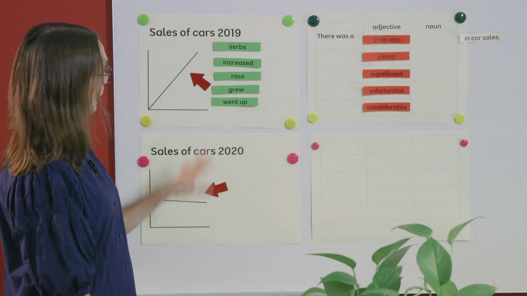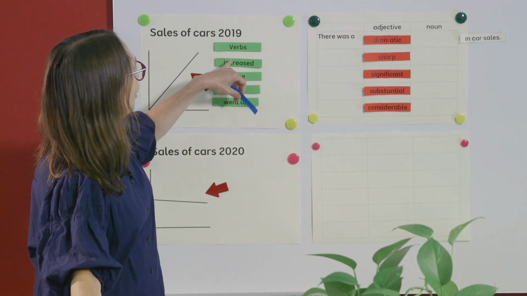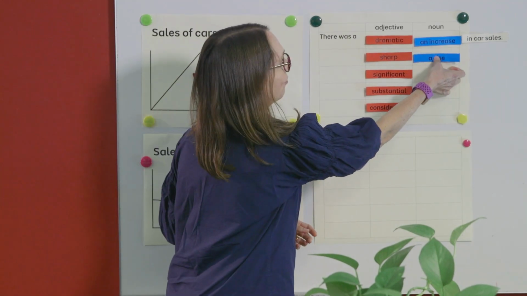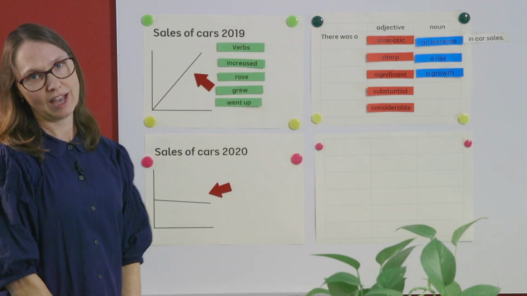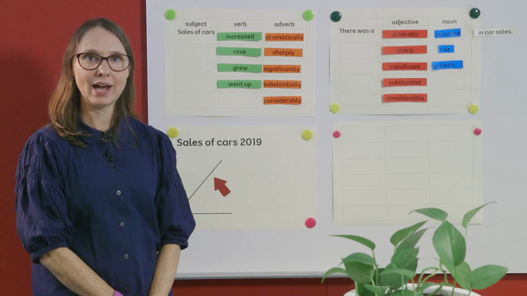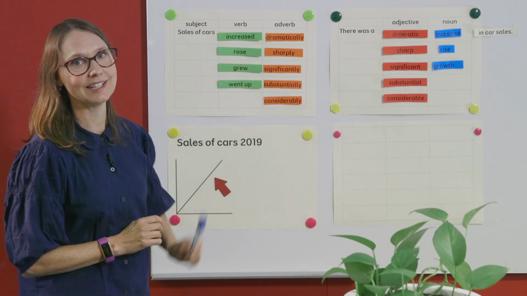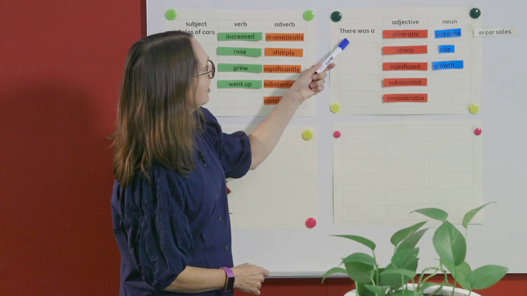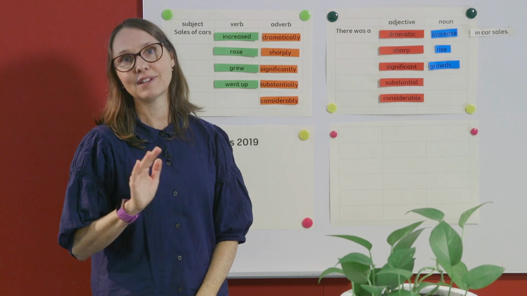Can you change some of the verbs that we thought of before into nouns? Did you come up with the same as me? Increased, an increase. Rose, a rise. Grew, a growth. And went up can't be changed into a noun. So now you can combine these words to make a variety of sentences about what happened to the sales of cars in 2019. Sales of cars increased dramatically. This sentence uses the subject plus verb plus adverb structure. There was a sharp rise in car sales. This sentence uses the there was a plus adjective plus noun structure.